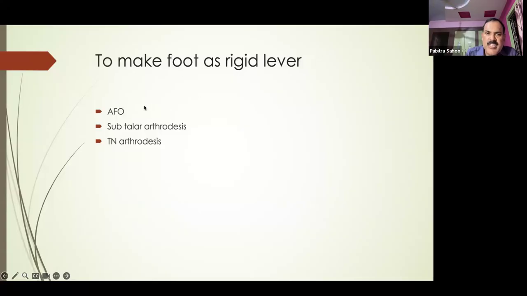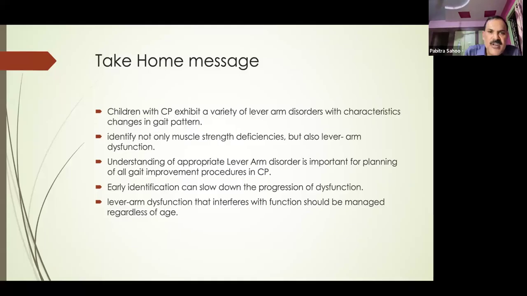If you have facility for surgery, fine. You can go for subtalar arthrodesis or talonavicular arthrodesis to make the foot rigid. If that facility is not there, you can go for an AFO with a supinated foot, an AFO with a metal arch. The foot remains supinated with the AFO. That helps to make the foot rigid, and that will prevent the center of gravity from falling back to the back of the knee, and the knee can be controlled with the help of the AFO. So my take home message is that children with CP exhibit a variety of lever arm disorders with characteristic changes in the gait pattern.